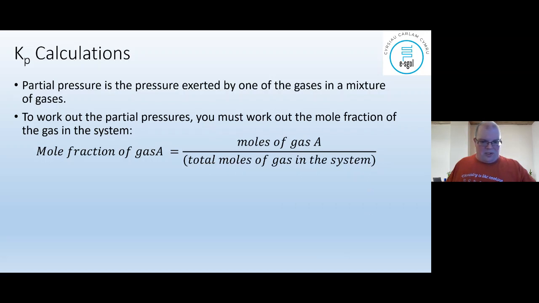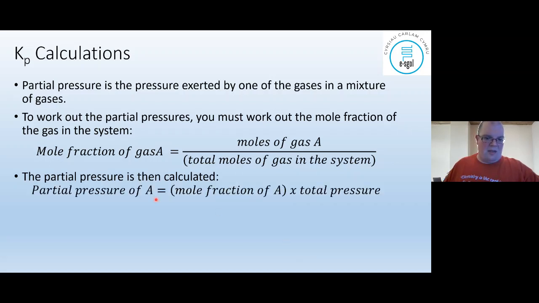And you would work out moles using one of the methods that you learnt about in AS. They'd give you information to work that out, and then you just calculate partial pressure by taking the mole fraction of A, which you've worked out earlier using this expression, and then multiplying that by the total pressure. So let's say the mole fraction of gas A turned out to be 0.25 and the total pressure was 4. Then you'd end up with 0.25 times 4. You'd end up with partial pressure of A being 1 atmosphere, let's say.